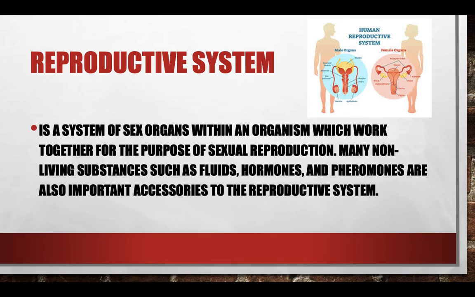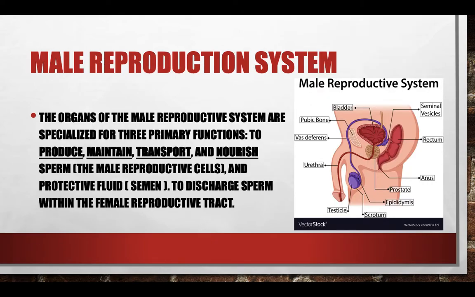Let's start off with the male reproductive system. The organs of the male reproductive system are specialized for three primary functions: to produce, maintain, and transport, and also to nourish sperm and seminal fluid, and to discharge sperm within the female reproductive tract. As you can see in the picture, those are the parts of the male reproductive system. You can see the bladder, seminal vesicles, rectum, anus, prostate, epididymis, scrotum, testicle, urethra, vas deferens, and the pubic bone.